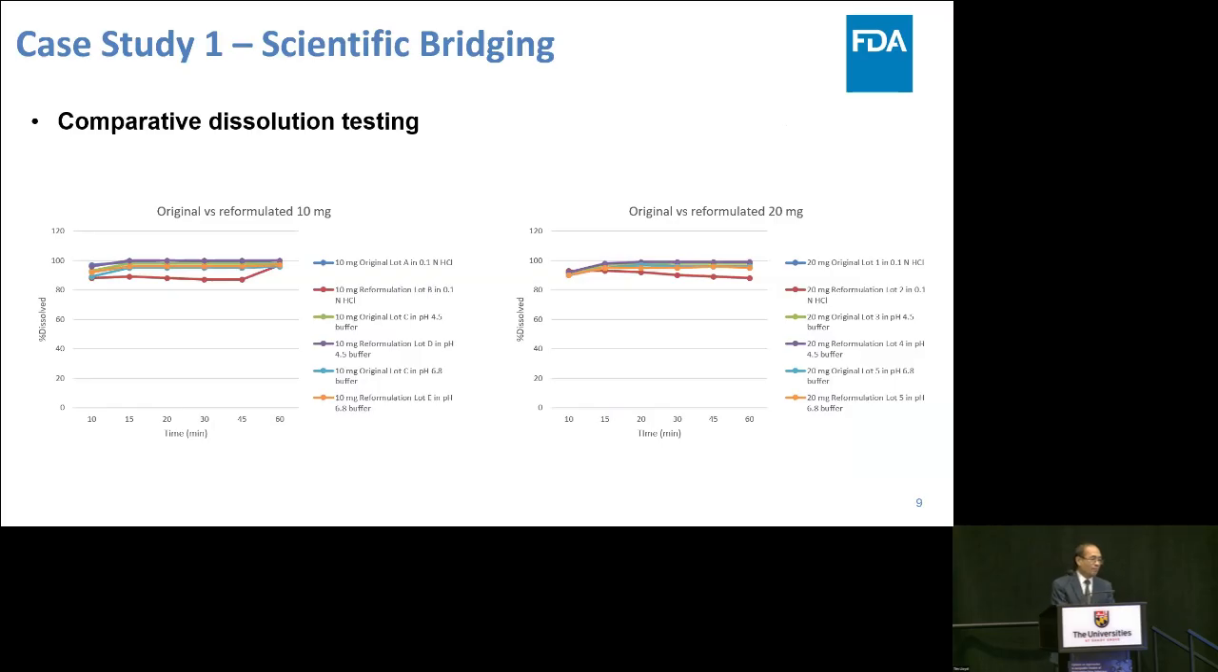They also provide comparative dissolution data in multiple media. The left figure is for 10 milligram. The right figure is for 20 milligram. As shown in these 2 figures, all batches can achieve 85% dissolution at 15 minutes. So those batches are considered similar without calculating F2 or similarity factors.